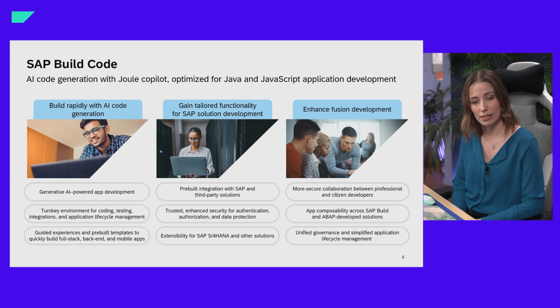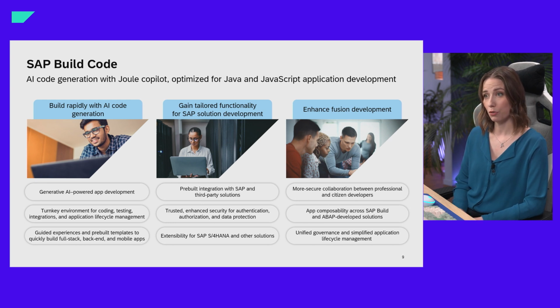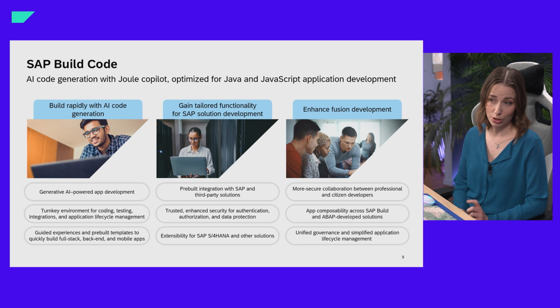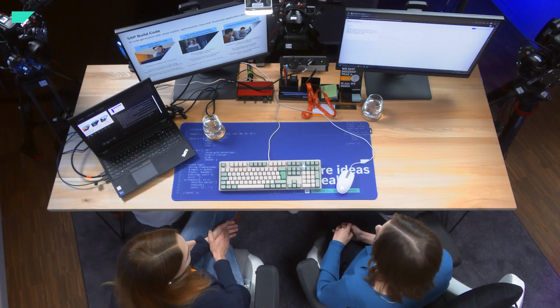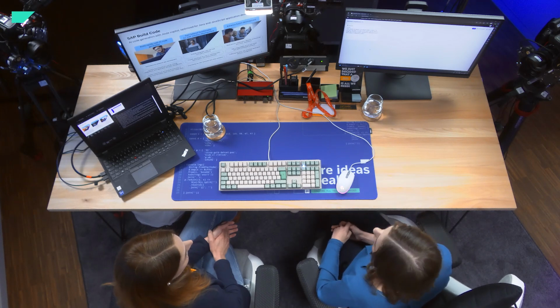And in addition, SAP Build Code also provides you fusion development options, so you can use artifacts you have created with Build low-code solutions and combine them with, for example, a CAP data service you created with SAP Build Code. And so you can also deploy Fiori applications to the ABAP environment on SAP BTP. So there is a lot to do to build your extensions with SAP Build Code.